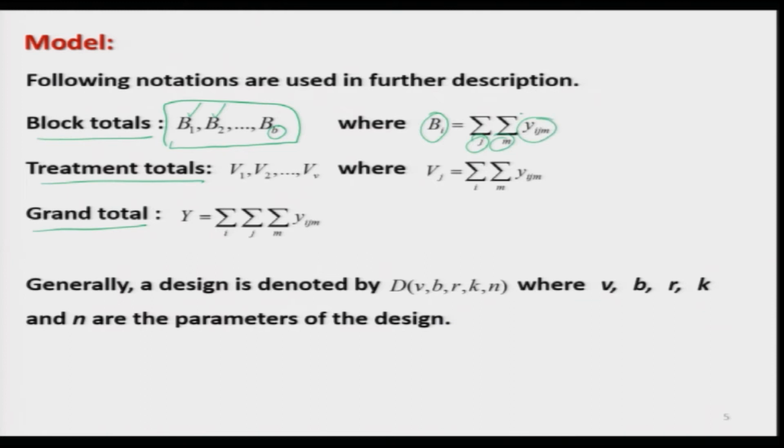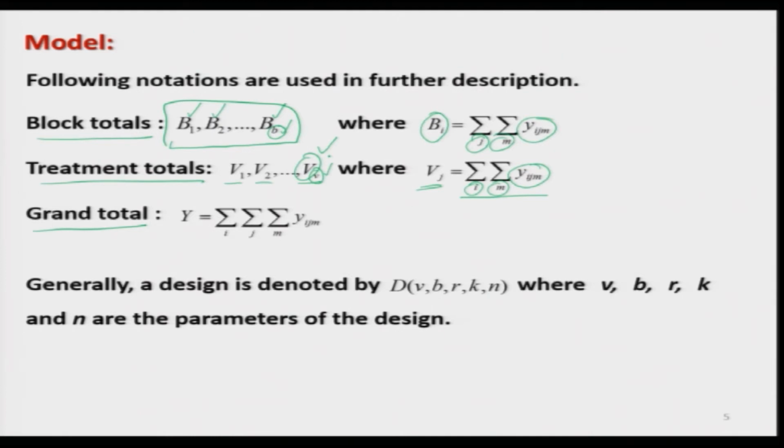of Yijm. And similarly, for the treatment totals, there are v treatments. So, these treatment totals I am indicating by V1, V2, up to Vv, where the treatment total due to the jth treatment is obtained by the double summation over i and m of Yijm. Now you can see that it is not difficult to remember. The block totals are capital B, and the number of blocks is small b, and the treatment totals are capital V, and the number of treatments is small v.